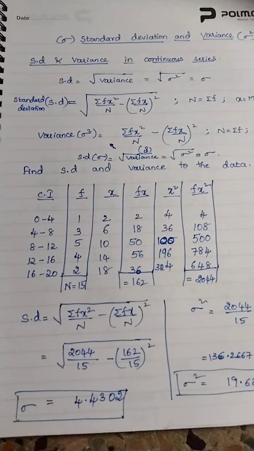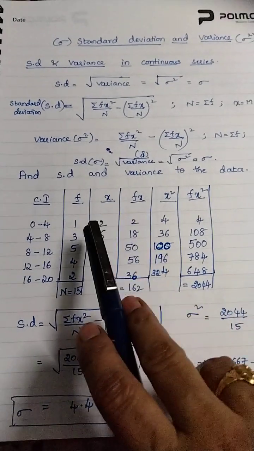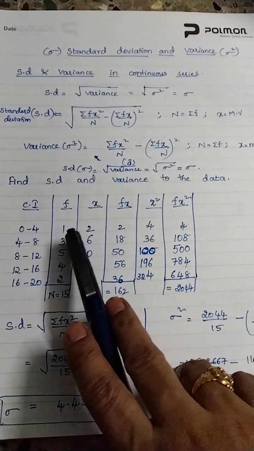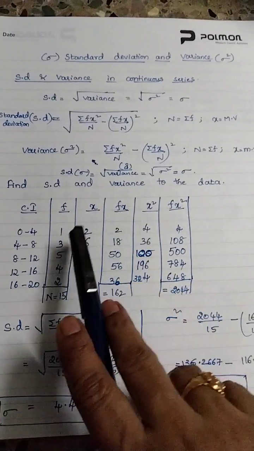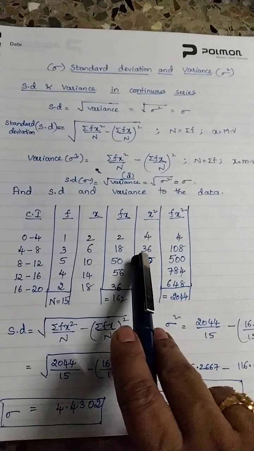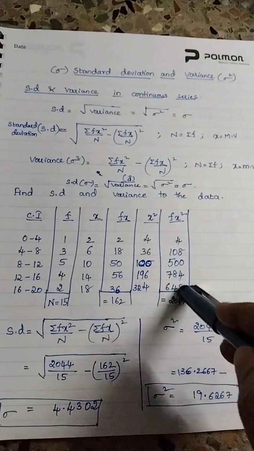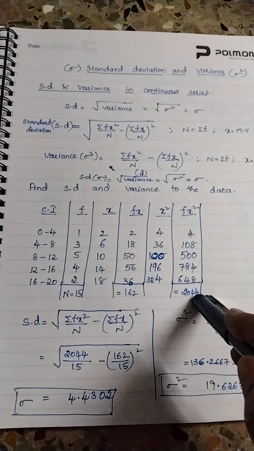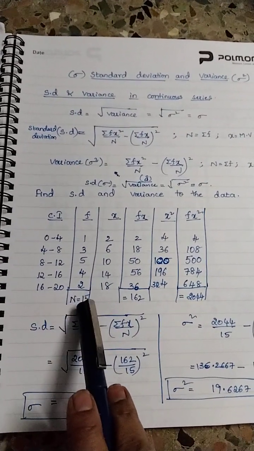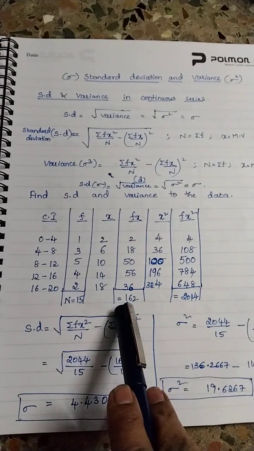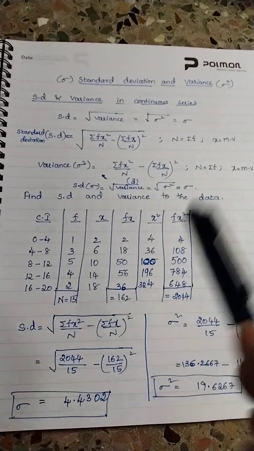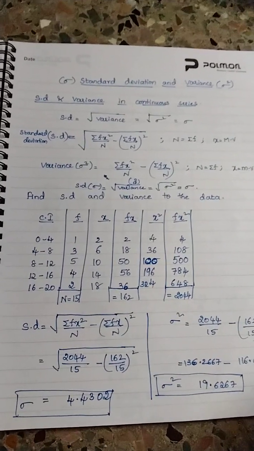What is the value of f into x square? We take the second column into the fifth column. 1 into 4 is 4. 3 into 36 is 108. Likewise, you find f into x square. We want the totals for the sum of the frequencies, that is capital N, and here fx and here fx square. Fx square means f into x square, not fx whole square.